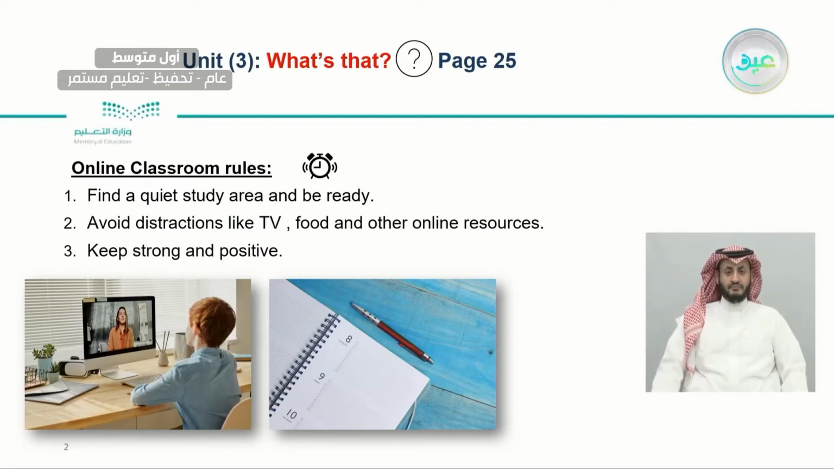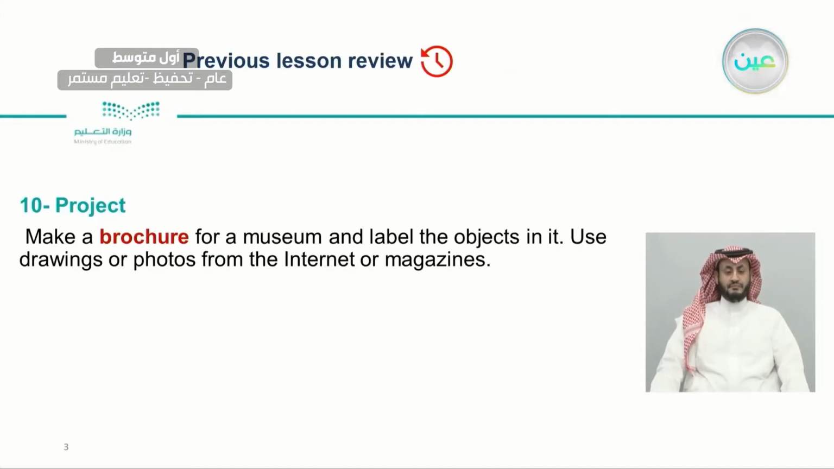Let's start with our online classroom agreement or rules. First, find a quiet study area and be ready. Make sure you have your book, pen, pencil, maybe your notebook, and someone to talk to. Number 2, avoid distractions like TV, food, and any other online resources. Number 3, keep strong and positive. Are you ready?